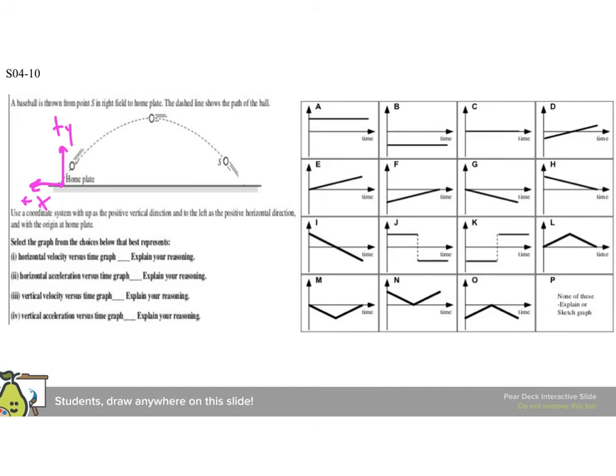For each of these, select the graph from those choices that best represents each of these things. The horizontal velocity versus time. Well, the horizontal velocity should be some initial value that stays constant. And the initial value should be positive because we're throwing from S towards home plate, which is in the plus x direction. Even though we're in the minus x part of the graph, it's the plus x direction. So we want a horizontal line above the t-axis, and that is A.